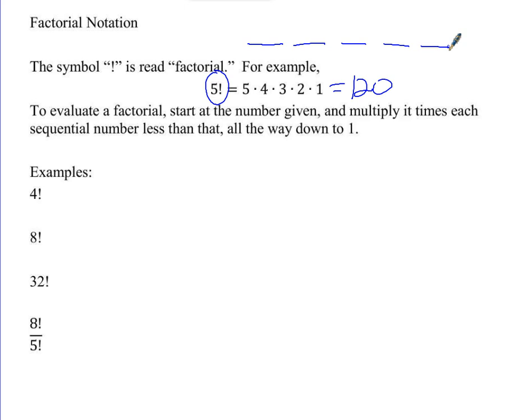How many ways can I get that first card? 52. Once I have that first card, how many ways can I get that second card? 51. And how many ways can I get that third card? 50. And how many ways can I get that fourth card? 49. And the last card? 48. 52 times 51 times 50 times 49 times 48.